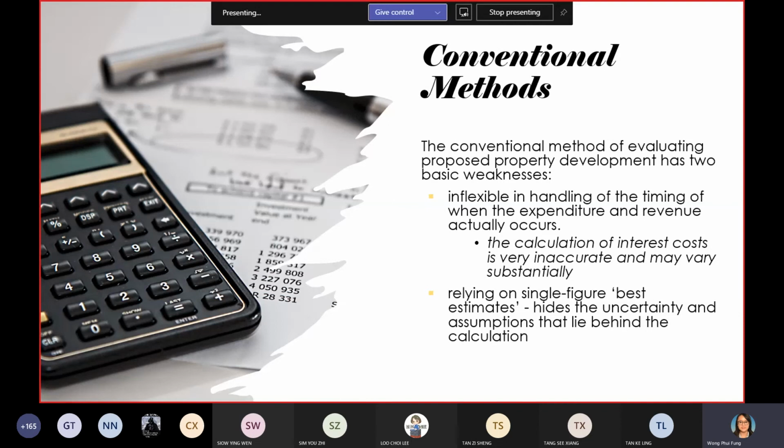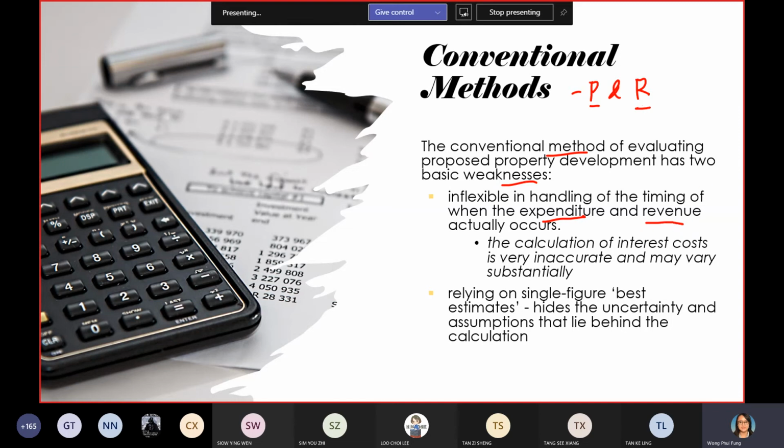for residual method. So now a little bit of theory. The conventional method is actually referring to profit method and residue method. So the conventional method actually has two weaknesses. The first weakness is that it is not flexible to handle the timing of when the expenditure and when the revenue actually occur.